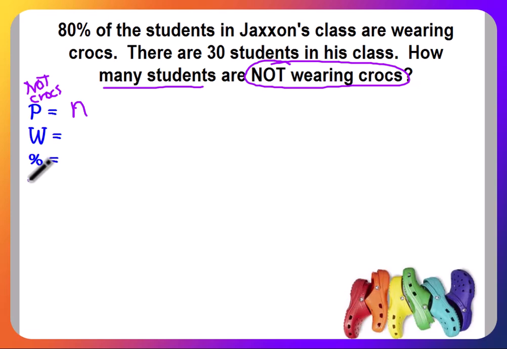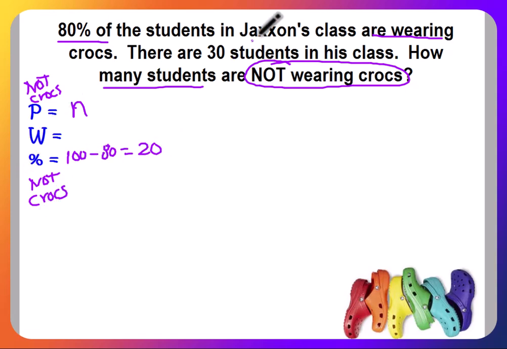The part and the percent have to represent the same thing. So if the part is not Crocs, then the percent also has to be not Crocs. Going through, it says that 80% are wearing Crocs. So we have the percent 80, but that doesn't represent the not Crocs. That represents those that have Crocs. Well, we know the total percent is 100%. So if we take that 100% and we subtract how many are wearing Crocs, the 80%, that will give us how many are not wearing Crocs. Because remember, you're either wearing Crocs or you're not wearing Crocs. So 20% is not wearing Crocs.